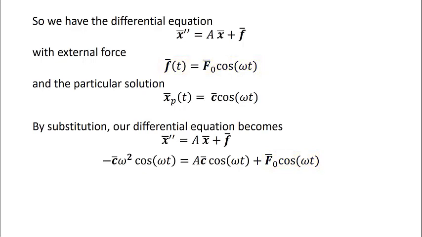Okay, now we can clean this up really easily because we're assuming that we do in fact have an external force, and therefore that cosine of omega t is non-zero. So we can cancel the cosine of omega t's and rearrange this equation a little bit, and it will become minus F naught equals A plus omega squared I times the vector c.